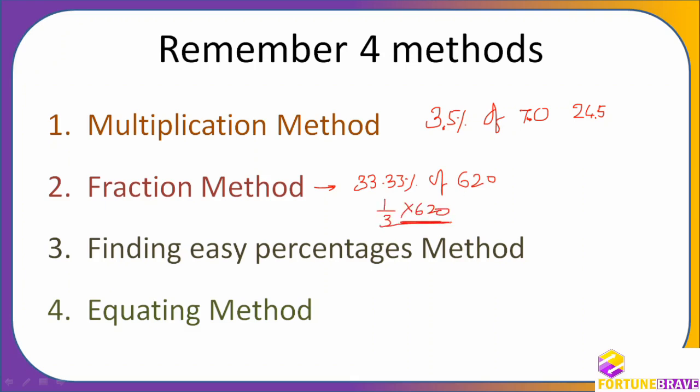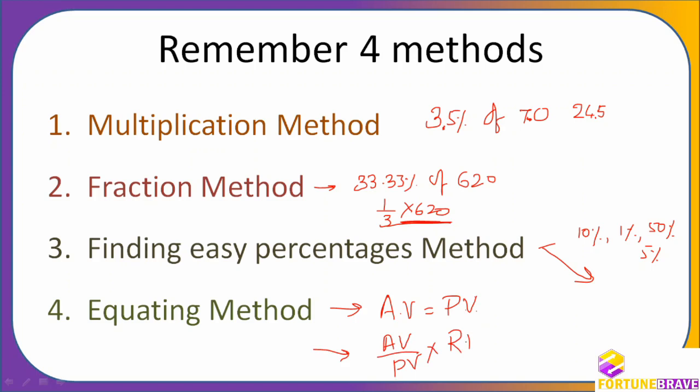This is fraction method. Finding easy percentages method: you are going to find out 10%, 1%, 50%, 5%, and you will be able to find out any percentages if you want. And then the equating method, we have seen that you are going to equate first actual value to percentage value. What is the equivalent percentage value? And then you are going to solve: actual value divided by percentage value into required percentage value. Is that clear?